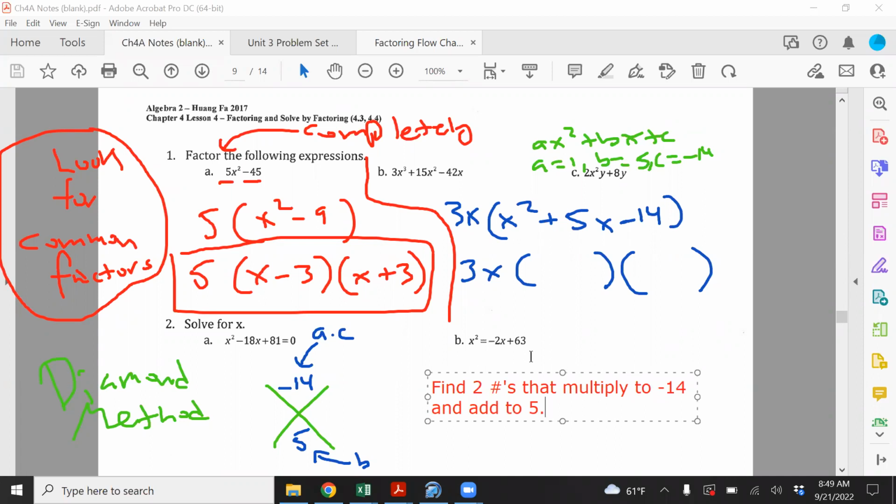Wait, so which one's A? It goes in order. Alphabetical order, not numerical order, sorry. Alphabetical order. 1, 5, -14. Ax squared plus bx plus c. So that should be hopefully intuitive.